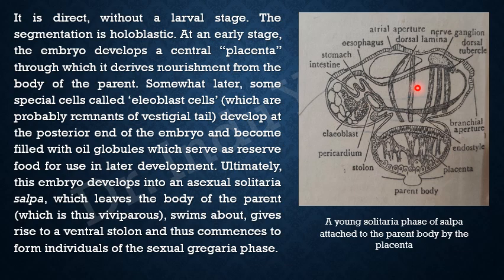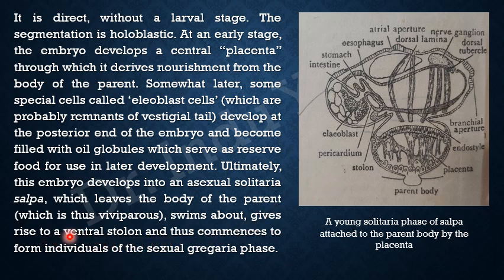and because a young one is being born from the individual, there is no laying of egg or something like that, so this is considered to be a viviparous animal, and after it is free from the parent, it swims about and gives rise to a ventral stolon, and thus commences to form individuals of the sexual gregaria phase.